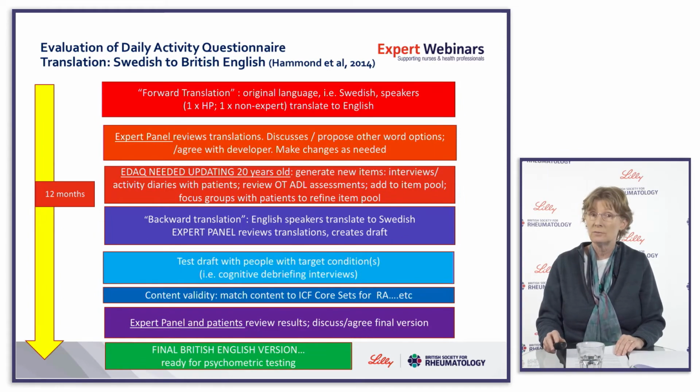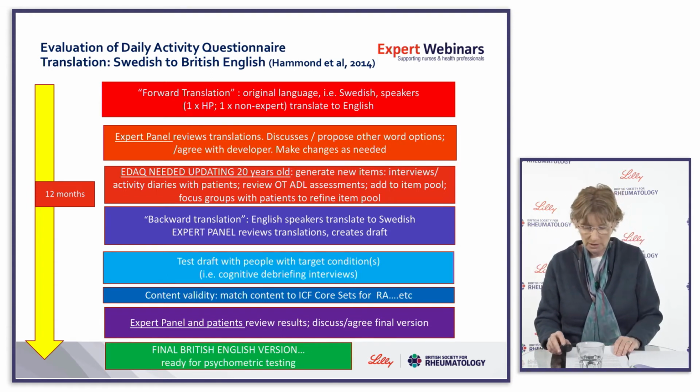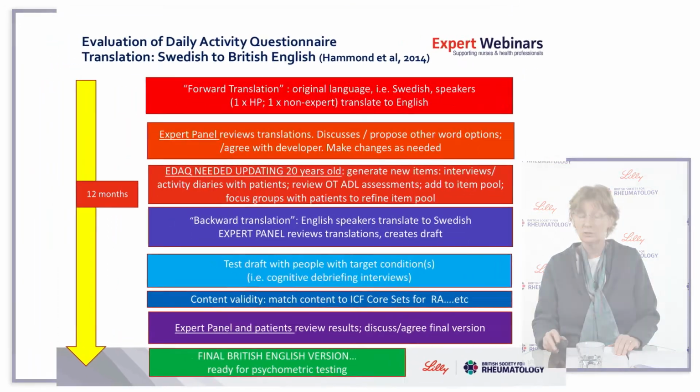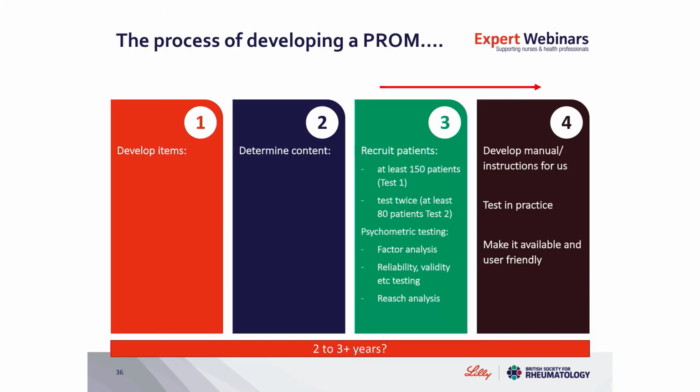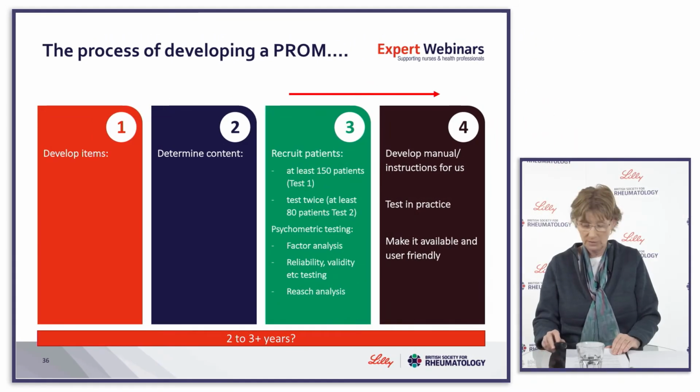So we translated the EDAC from Swedish to English. We considered the best wording. We agreed that. We translated it back to Swedish to check it was still the same meaning. Patients filled in activity diaries. We asked about common problems to update content, ran focus groups to decide content and wording, held expert panel meetings, agreed content, tested it with patients and finalised it. And then we psychometrically tested it all together in some 1,200 people with 8 different types of musculoskeletal condition, including RA, OA, lupus, AS. And we analysed data to determine reliability and validity and developed a manual.